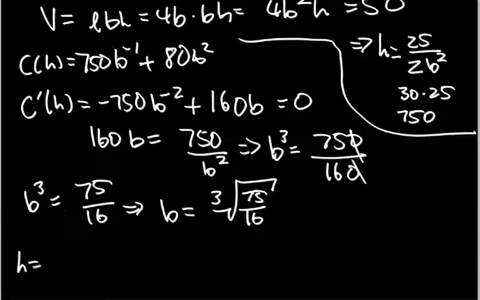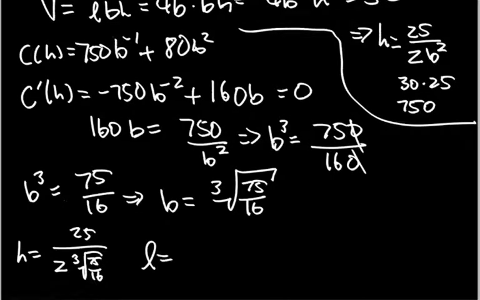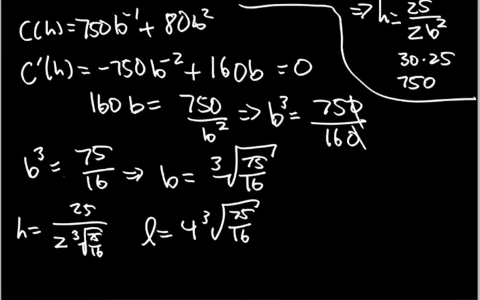So we have height equals 25 over 2 times b. b is the cube root of 75 over 16. And we have the length is just 4 times that. Okay, so I'm just going to leave it like this. If you really want to calculate it out, feel free to, but this is already insane. So let's just leave it like that. If you have something like this on the AP test, you're probably either going to have it in a calculator section or it's going to be a non-calculus section and you'll just leave it this way.